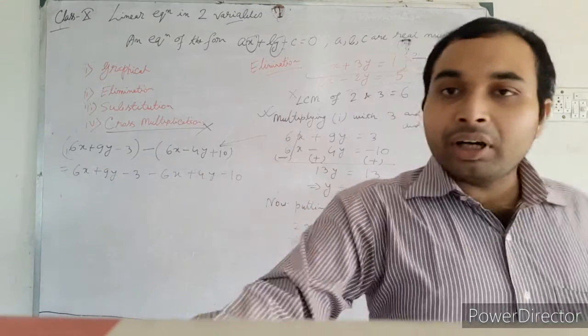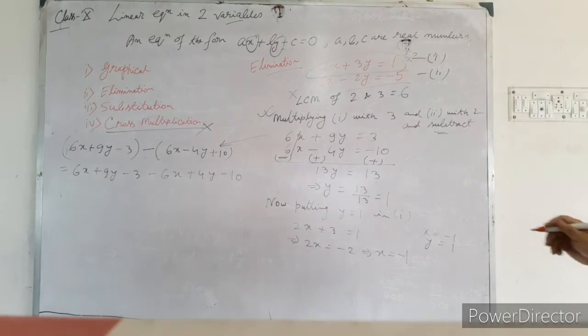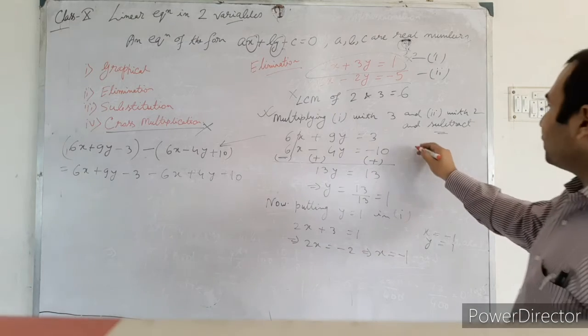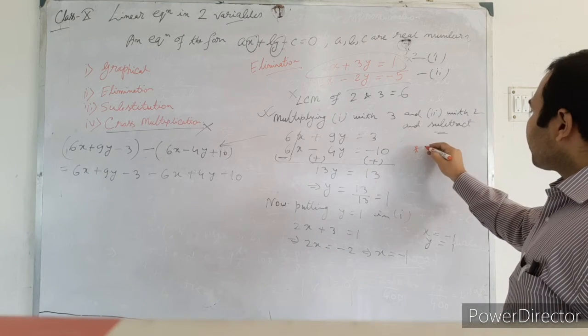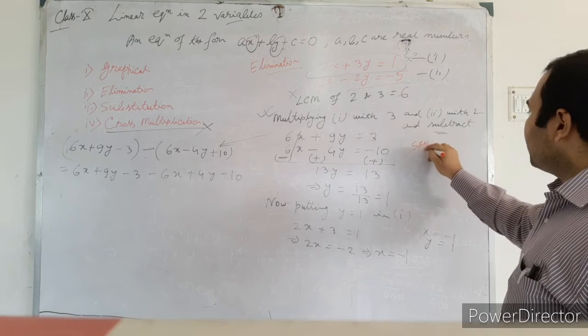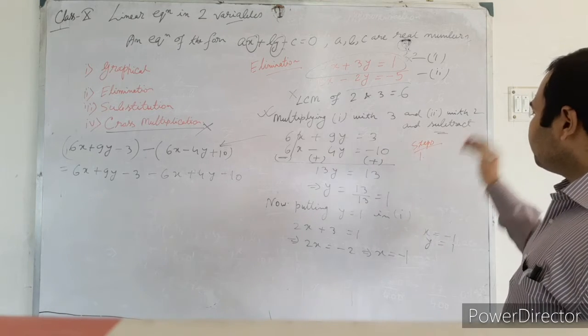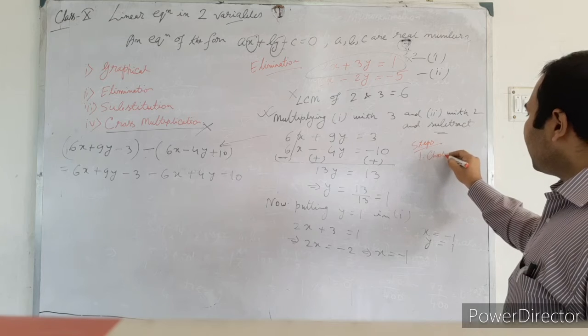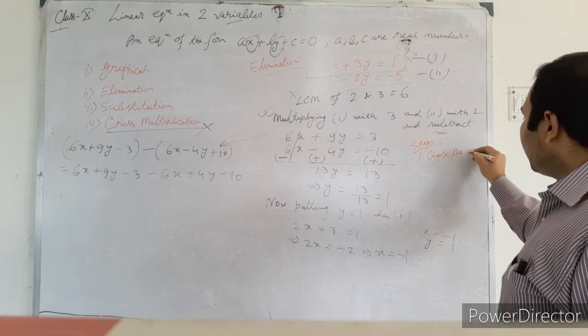Again I am saying, for the elimination method some things are very important. First of all, number 1, the steps. I am writing here the steps. Number 1, choose the variable at first. Choose the variable.